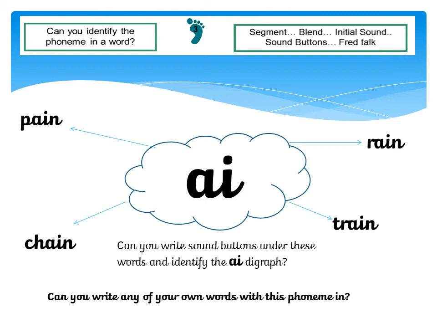Now, the A phoneme that we're having a look at, I think it's now time to have a think about some of the words that we might see this phoneme in. So I have thought of these words: rain, train, pain, and chain. I wonder if you could write these words out, put the sound buttons underneath them, and identify the A digraph in them for me.